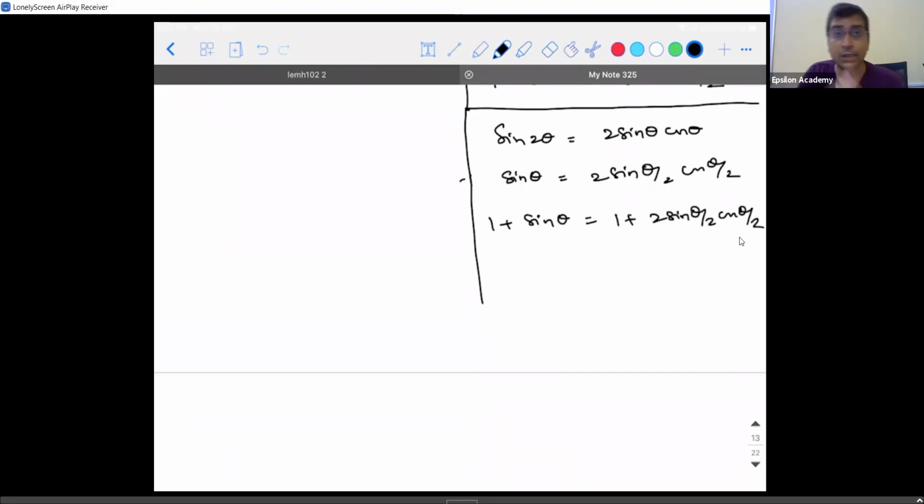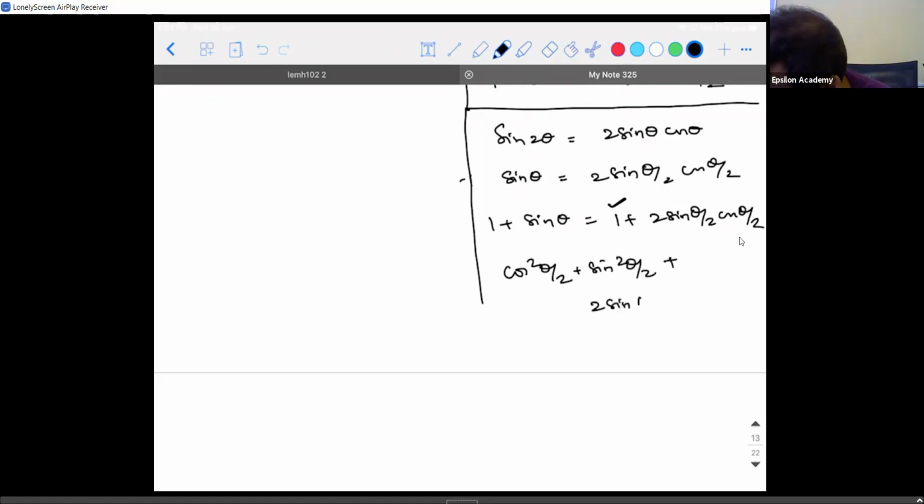Does that make sense? Next question is, how can you write 1 in terms of sin theta by 2 and cos theta by 2? Sin square theta by 2 plus cos square theta by 2. Perfect. So 1 plus sin theta becomes cos square theta by 2 plus sin square theta by 2 plus 2 sin theta by 2 into cos theta by 2. Guys, does that make sense? If I take cos theta by 2 as A, it is A square, and sin theta by 2 as B, it is of the form A square plus B square plus 2 times A into B.